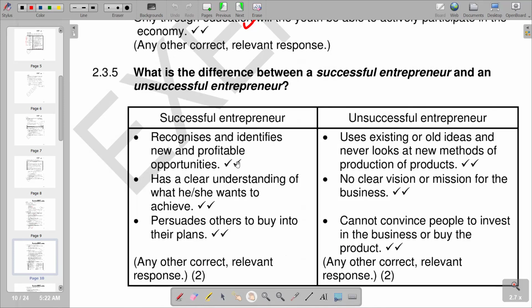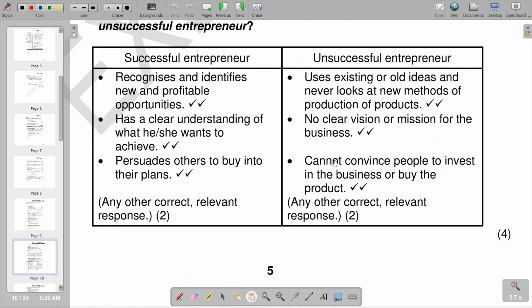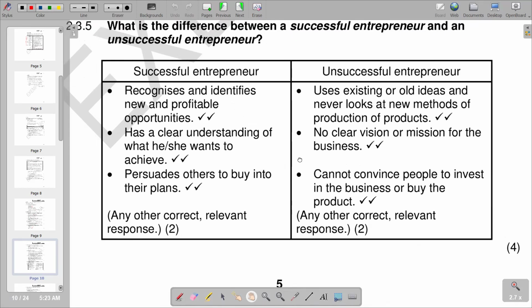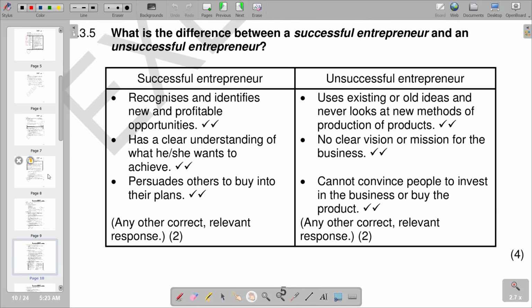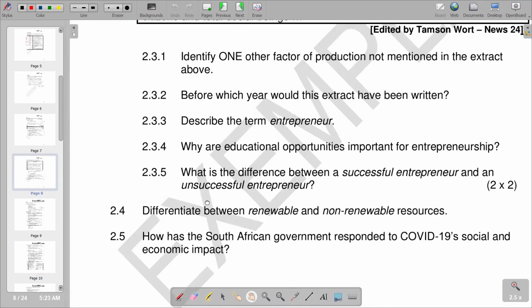So if you look in terms of the number of marks that are involved, we have got 4 marks. Obviously, one difference can make you get your 4 marks. Then lastly, we have a successful entrepreneur persuades others to buy into their plans, and then an unsuccessful entrepreneur cannot convince people to invest in the business or buy the product. So those are the differences that we can deduce between a successful entrepreneur and an unsuccessful entrepreneur.